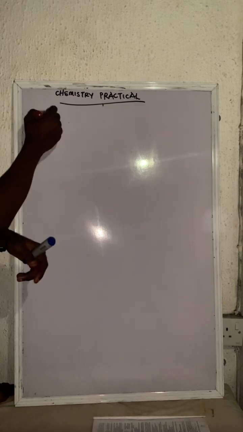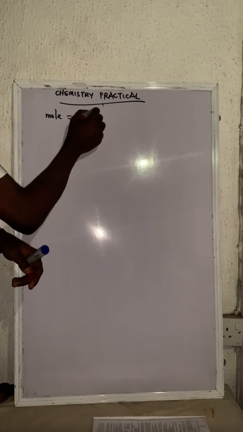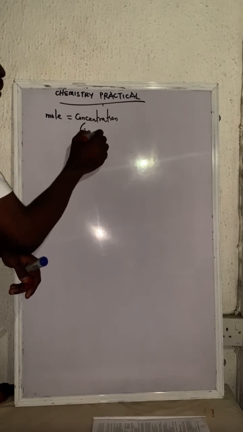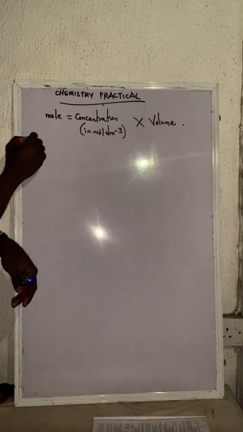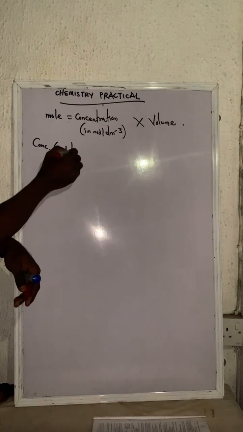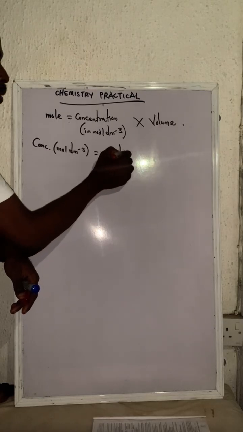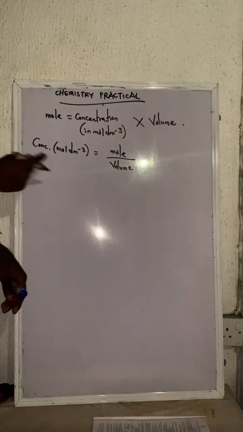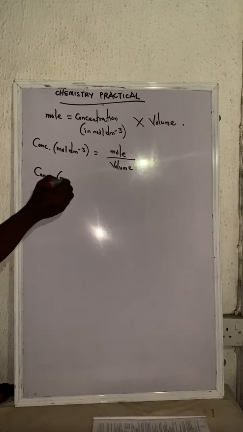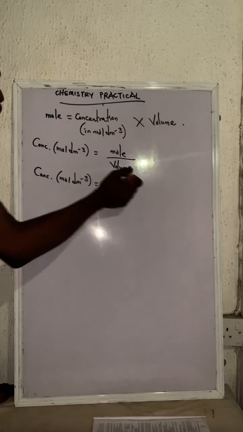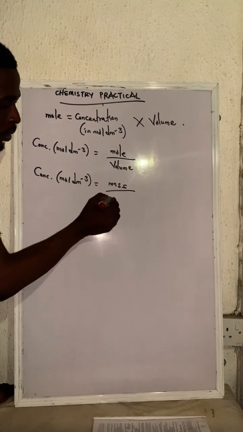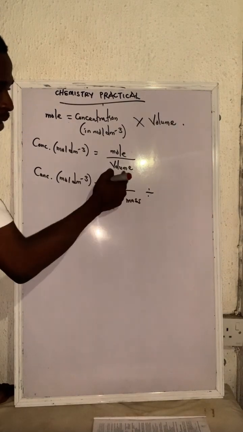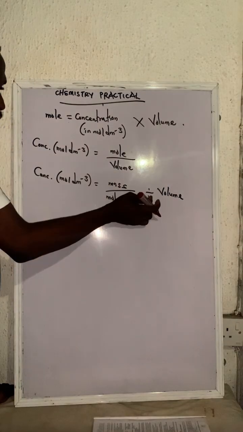The formula is that, remember in stoichiometry, mole is equal to concentration times volume. So if you follow this, it means the concentration in mole per dm³ is equal to mole over volume. I can also say concentration in mole per dm³ equals the mole, which is mass over molar mass, divided by this volume. You understand? This is like mole divided by volume.